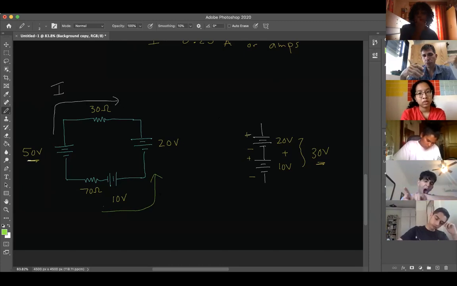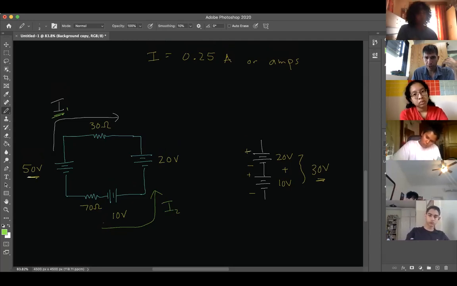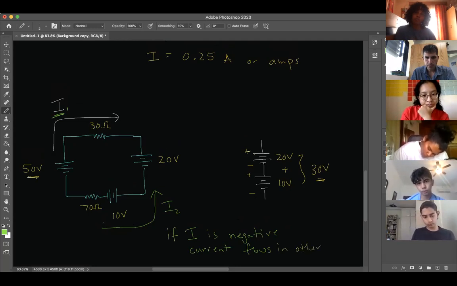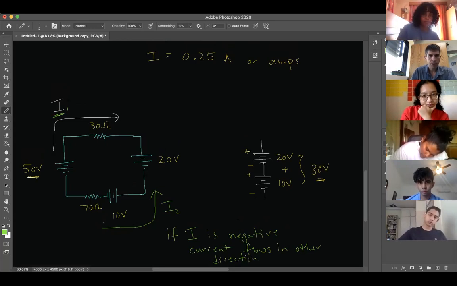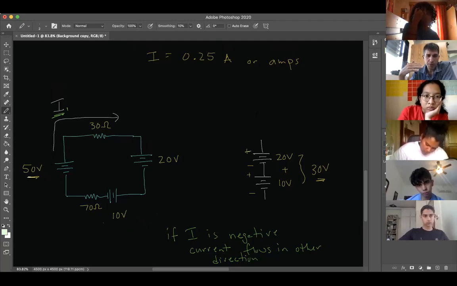What you'll notice is the only difference between the currents, let's call them I1 and maybe I2, would be the sign. One of the currents would be positive, one negative. We don't really care about the sign of the currents yet, okay? If the current is negative, you chose the wrong direction, so realize the current flows in the opposite direction. So I know that this current is not going to flow in that direction.